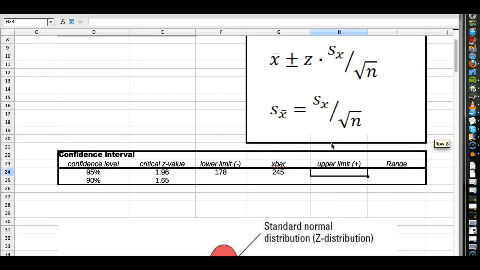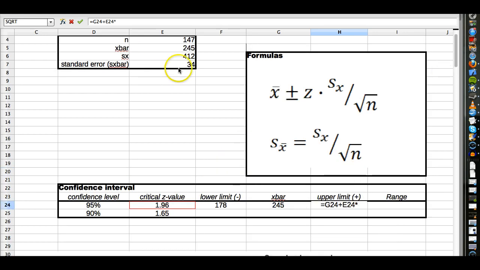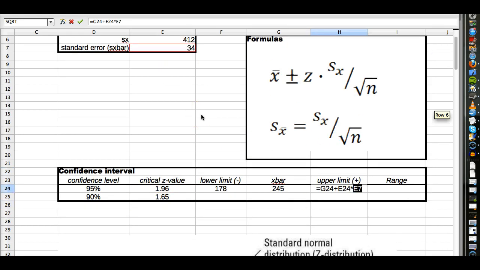So we move on to the upper limit. We have our x-bar, and because we're working with the upper limit, I'm going to have a plus there. Our z value multiplied by the standard error, right there. Hit enter and we get our upper limit of 311.